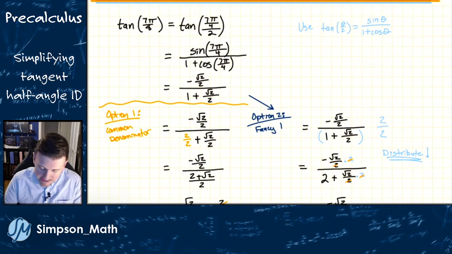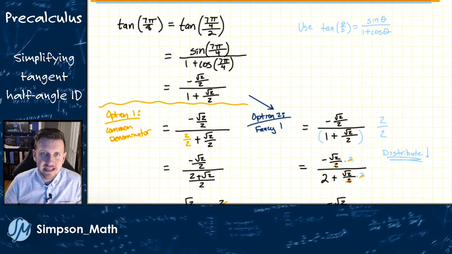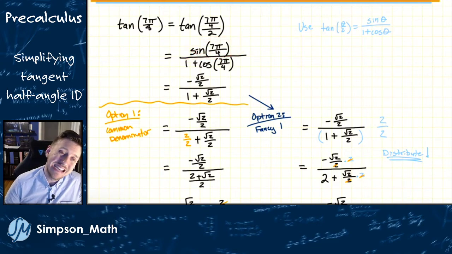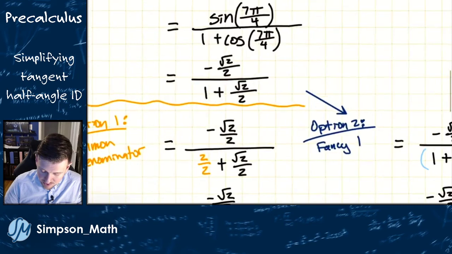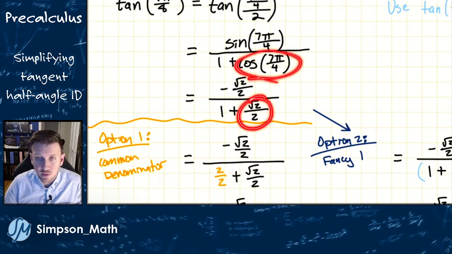So again, it's the same problem. So it's our same thetas. I'm going to replace my theta in my identity with the 7 pi fourths, because that is what is getting halved to give 7 pi eighths. Sine of 7 pi fourths, well, sine is negative in the fourth quadrant, and that's where 7 pi fourths is. The reference angle would be pi fourths, so we have a negative square root of 2 over 2. And then cosine of 7 pi fourths is the positive square root of 2 over 2.